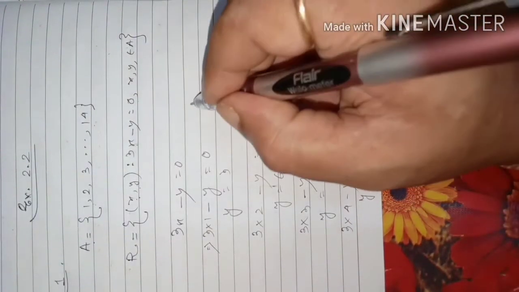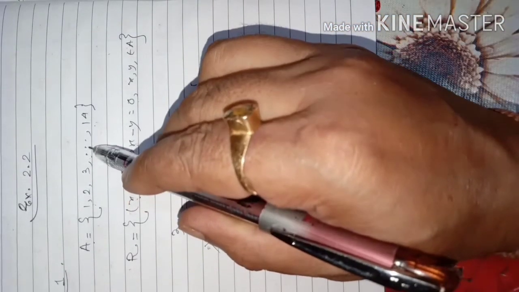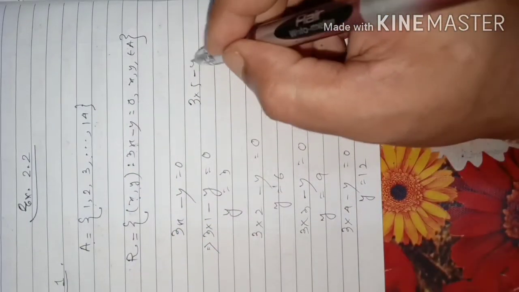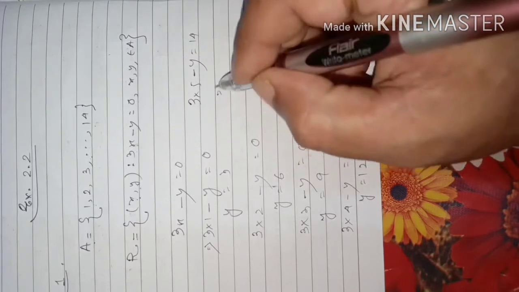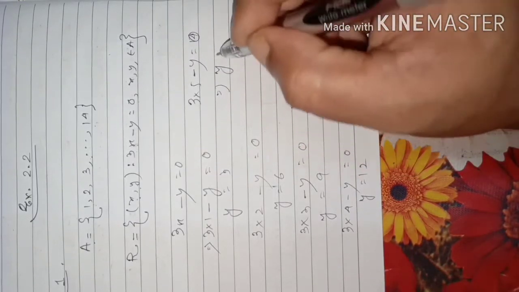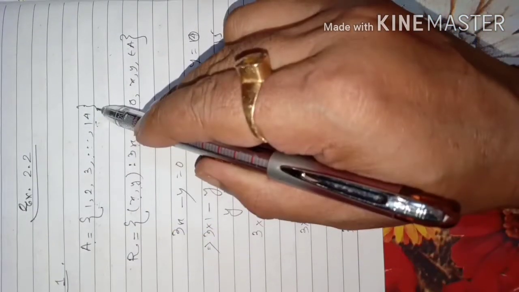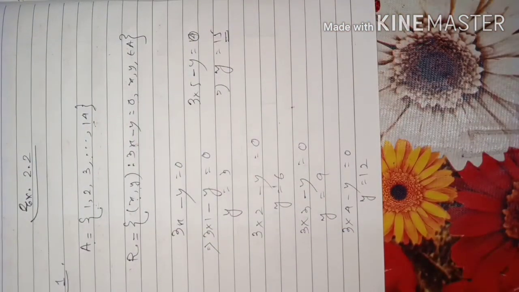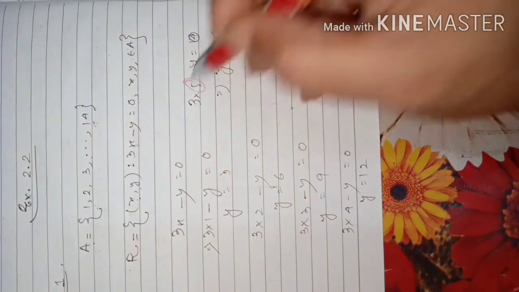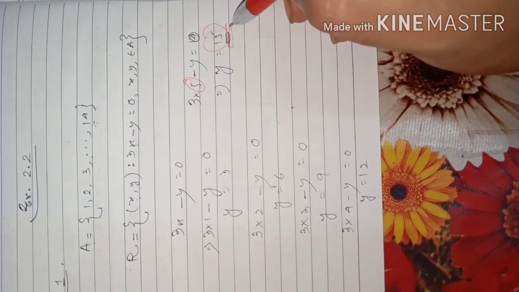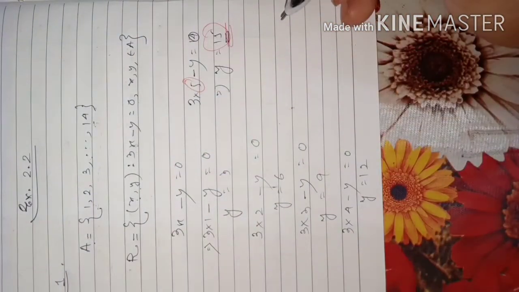If we take 5, 3 into 5 minus y is equal to 0, you will get y equal to 15. Is this 15 in set A? Then this 15 is not there. That means this pair is not possible. It means (5, 15) is not there. So in our relation (5, 15) will not come.